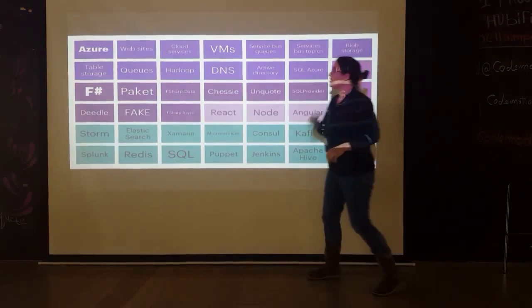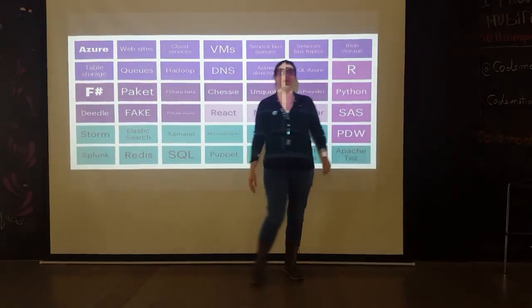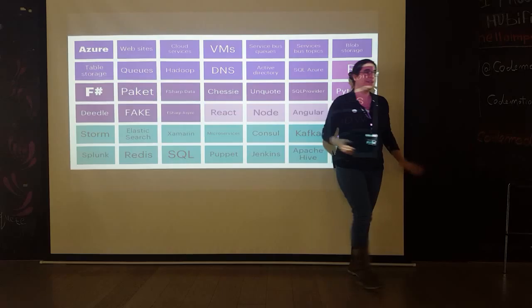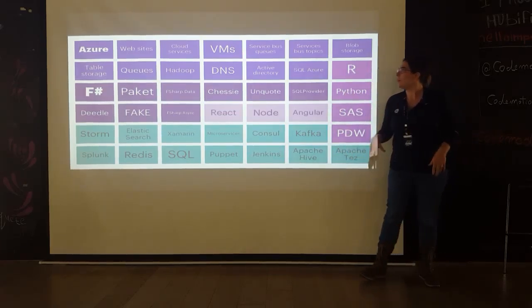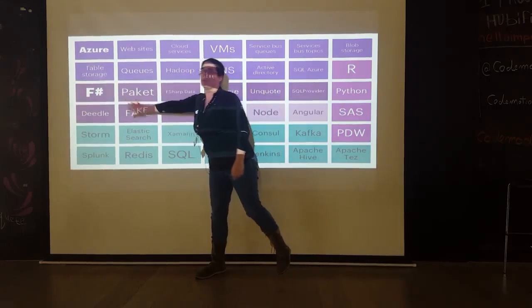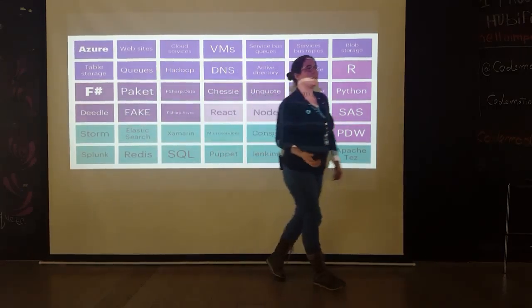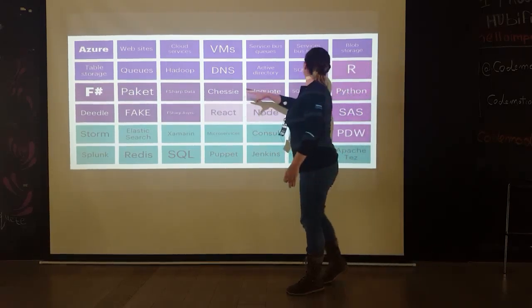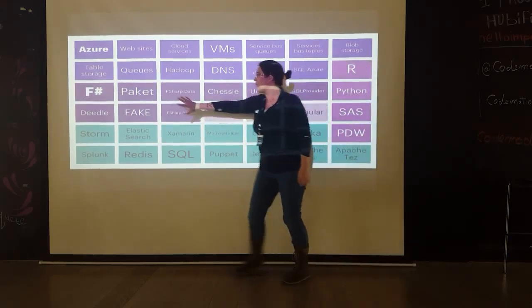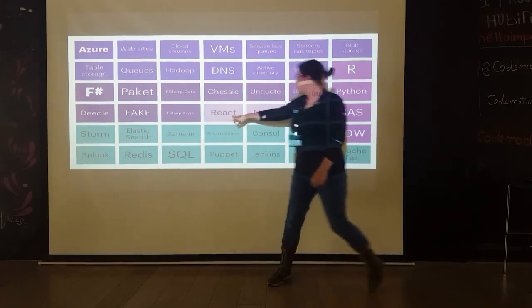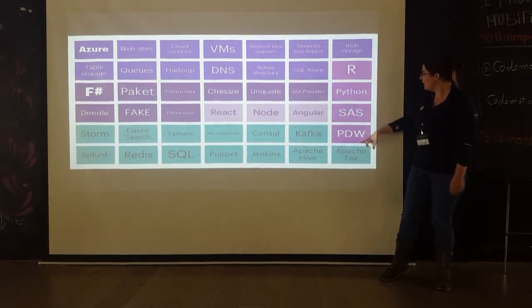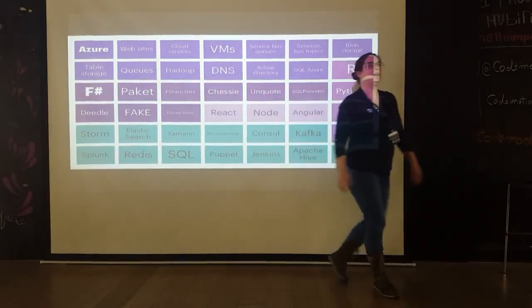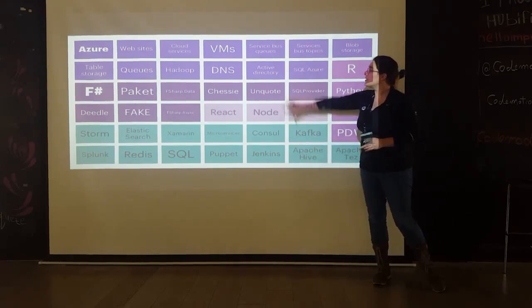Some of the technologies we use: we're heavy users of Microsoft's Azure, and I often get questions on why we chose Azure. In general, we are a .NET shop. We use a little bit of C#, a lot of F#, so it was a natural fit to use Azure. Also, since we like to see ourselves as competing with Amazon, we are not going to choose AWS. We have some React, Node and Angular on the front end, and R, Python, SAS, and PDW for our data science. This bottom section in green is all of the other technologies we use. There is quite a bit of a mix.